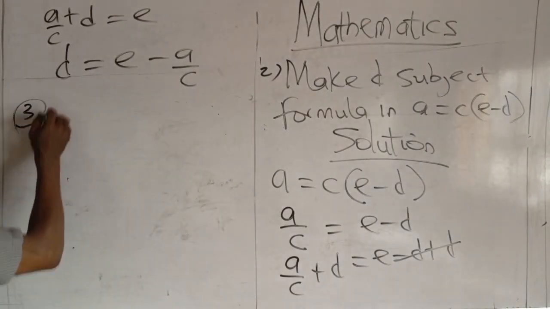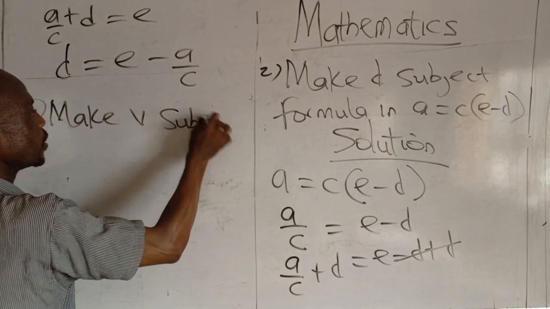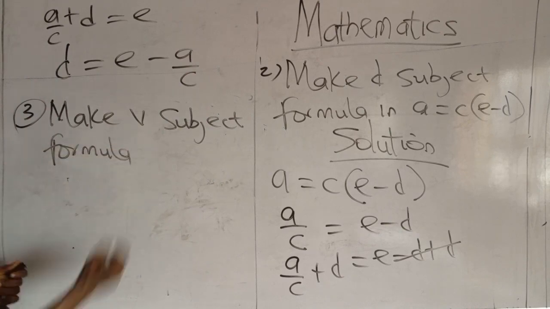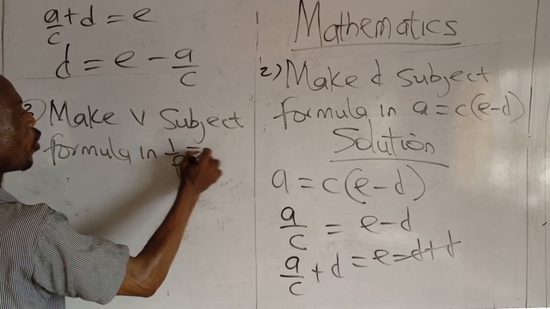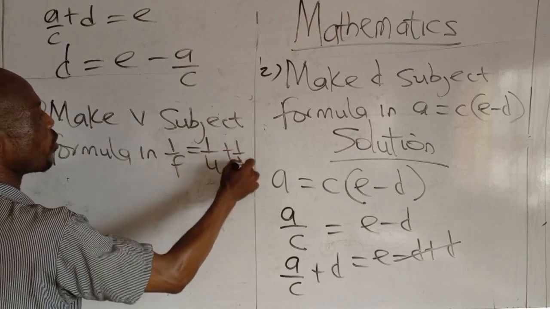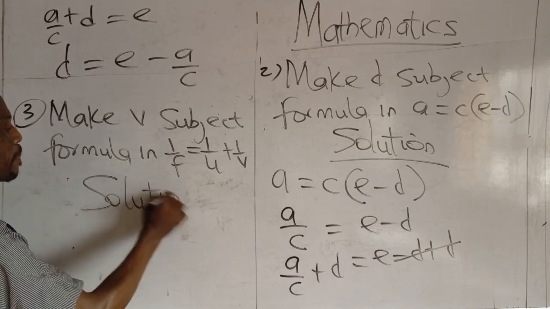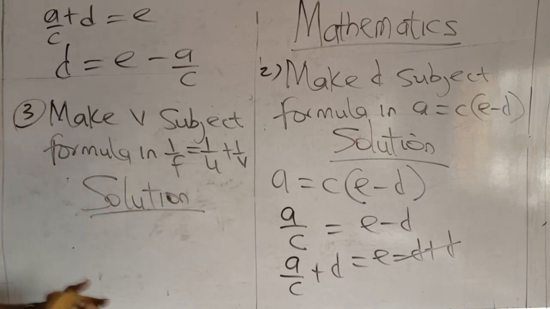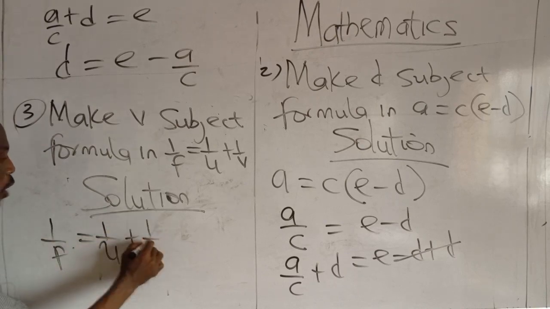Example number 3. We are to make V the subject formula. Let's make V subject formula in 1 over F equal to 1 over U plus 1 over V. We are making V subject formula. So to make our V subject in this equation, what do we do? 1 over F is equal to 1 over U plus 1 over V.